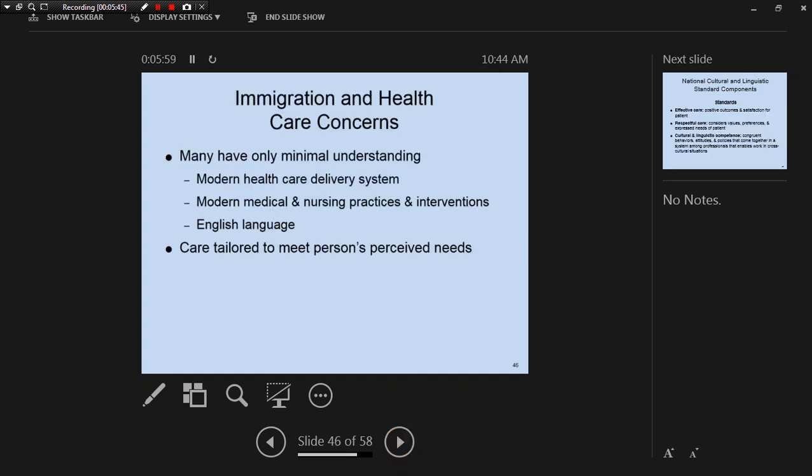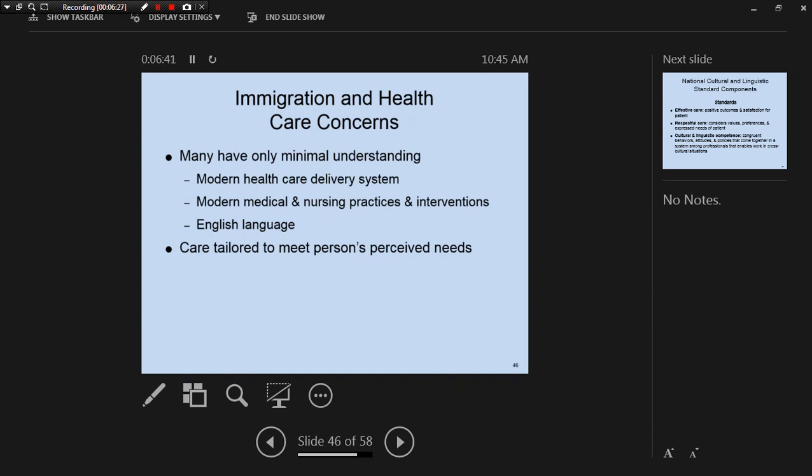All right, so immigration and healthcare concerns. So what's our issue with cultural competence? Some patients with limited English proficiency have very minimal understanding of the modernization of the healthcare delivery system in the U.S. They may not have a good understanding of medical and nursing practices and interventions. And overall, they may have limited English proficiency with the language, so their ability to understand broad concepts and specific nuances of the language is limited.